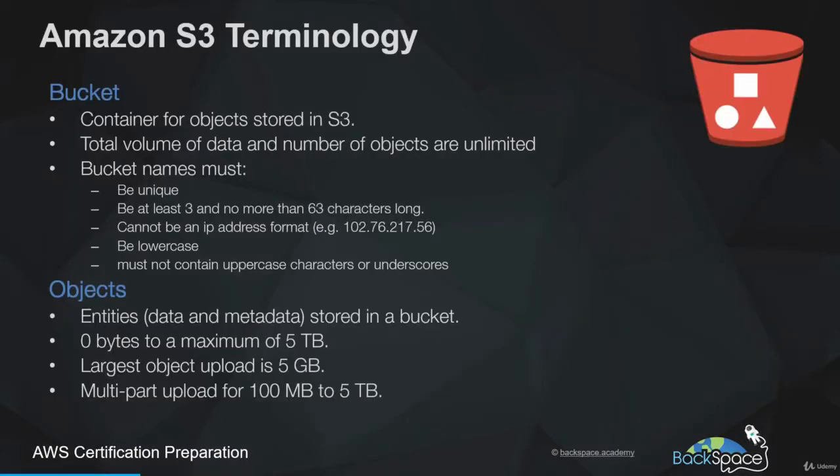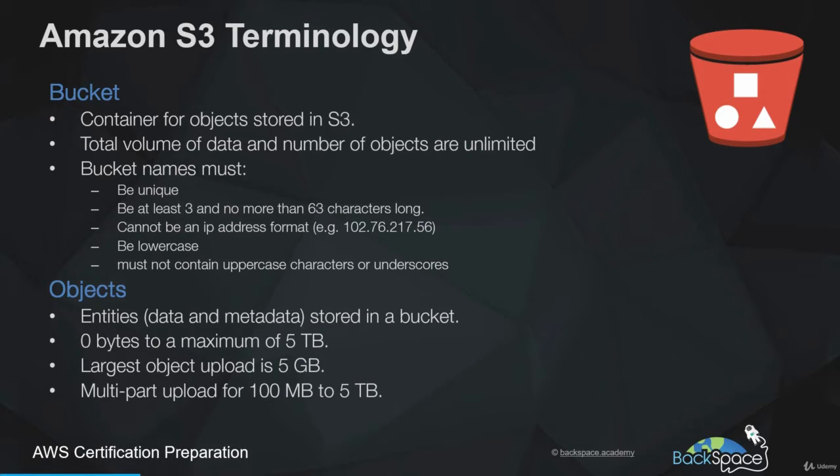Okay, we already know quite a bit about Amazon S3. We know what a bucket is. We know it contains objects. One thing we may not have realized is that a bucket will grow depending on the number of objects and the amount of data that is put in that bucket. And that is technically unlimited. So you can put as much as you want in a bucket and it will just grow to an unlimited size. Bucket names must be unique.